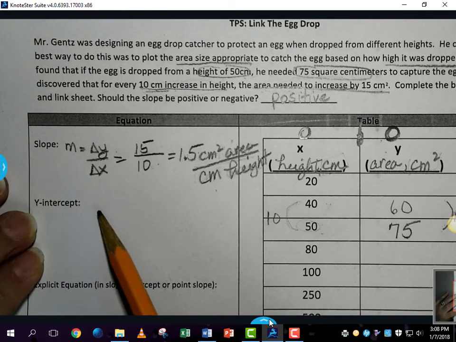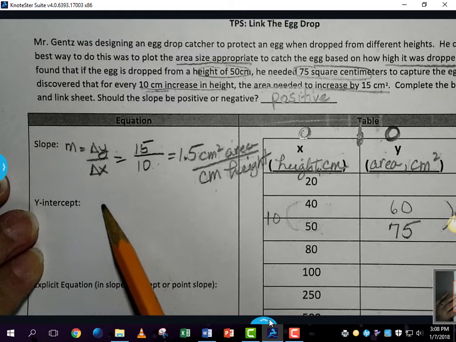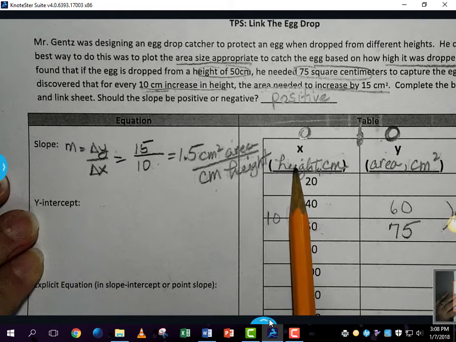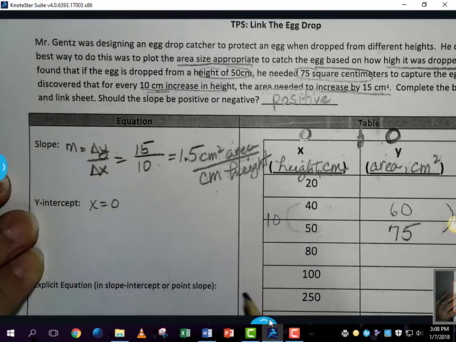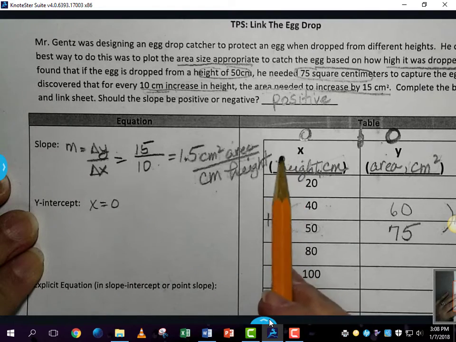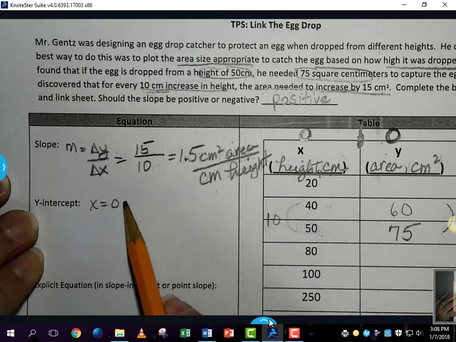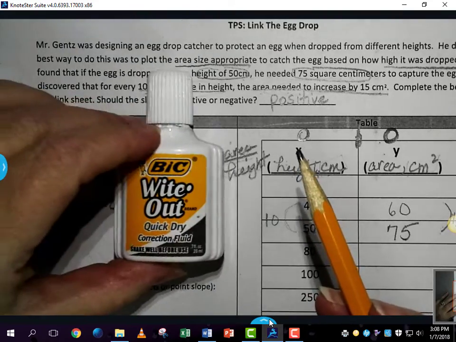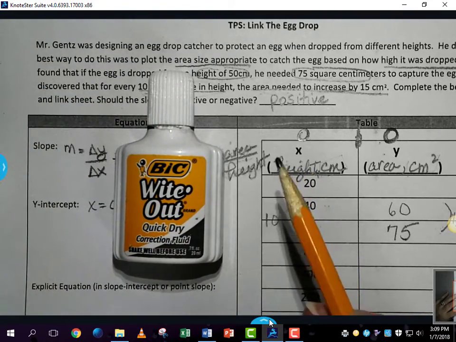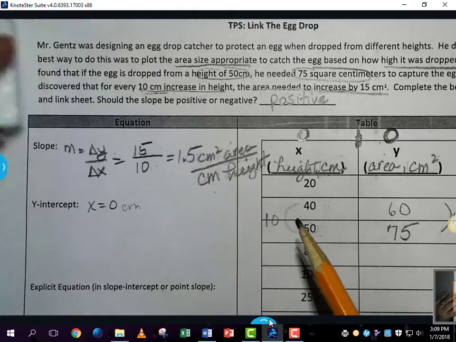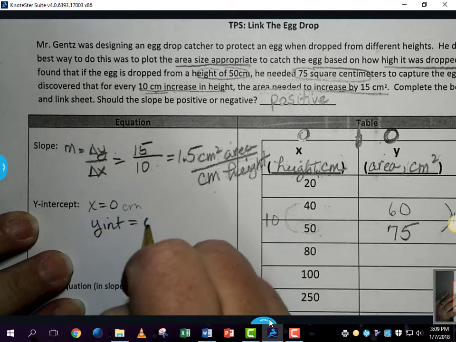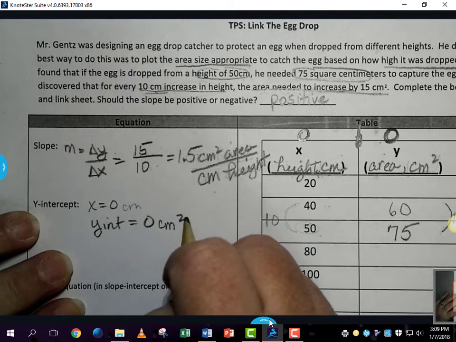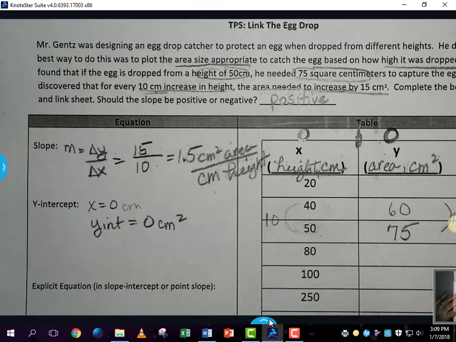Now our y-intercept. Well, I know that the y-intercept is when the height is equal to 0, right? Because we find the y-intercept when the value of x is equal to 0. So when the egg is 0 centimeters above the table, aka it's laying on the table, I don't need an egg catcher at all. Correct? So that means our y-intercept is 0 centimeters squared. I don't need an egg catcher.